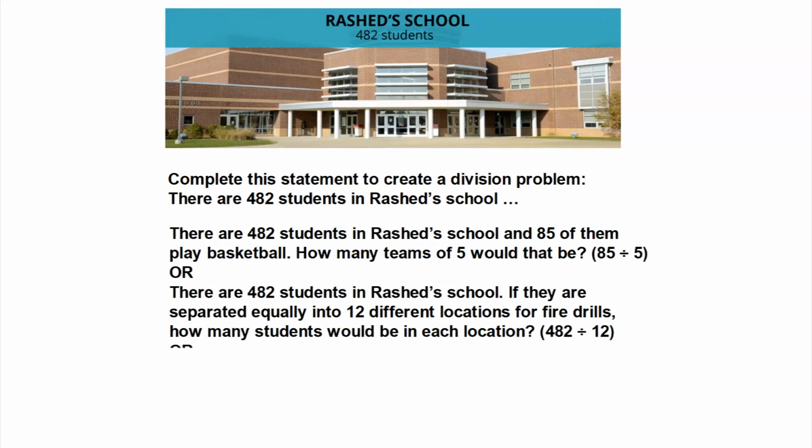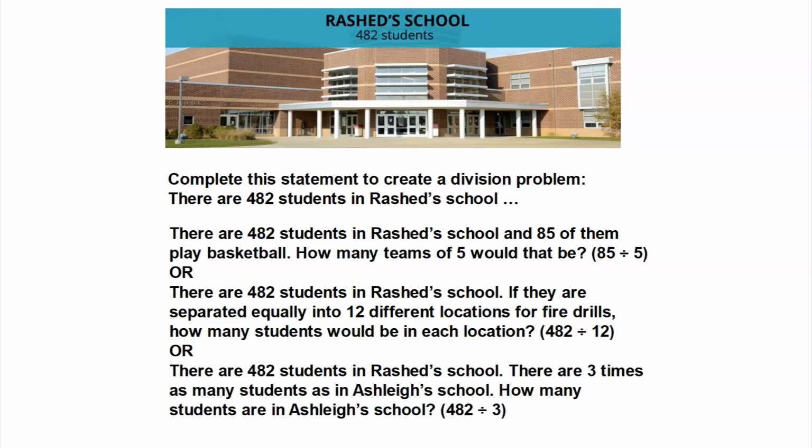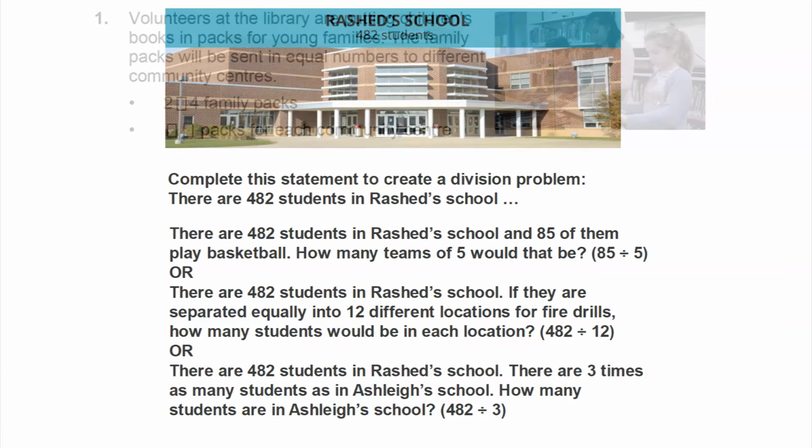Or, there are 482 students in Rashed School. If they are separated equally into 12 different locations for fire drills, how many students would be in each location? The answer is 482 divided by 12. Or another example, there are 482 students in Rashed School. There are 3 times as many students as in Ashley School. How many students are in Ashley School? The answer, 482 divided by 3.